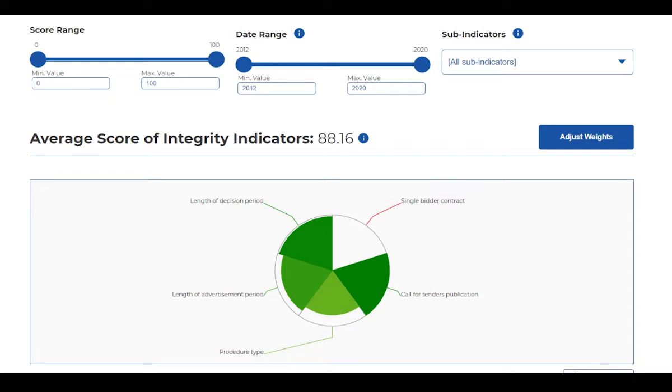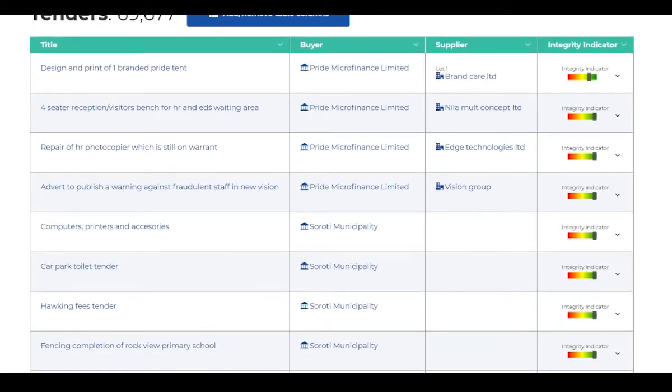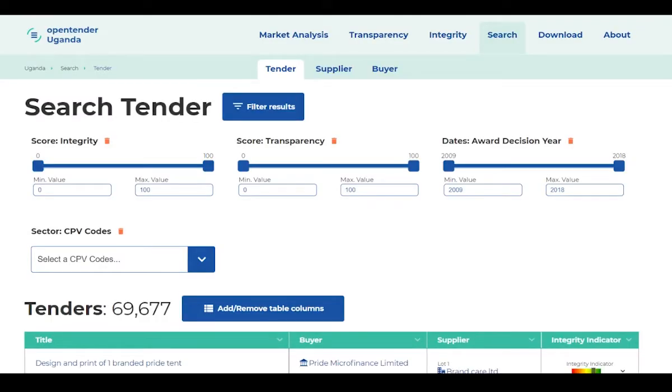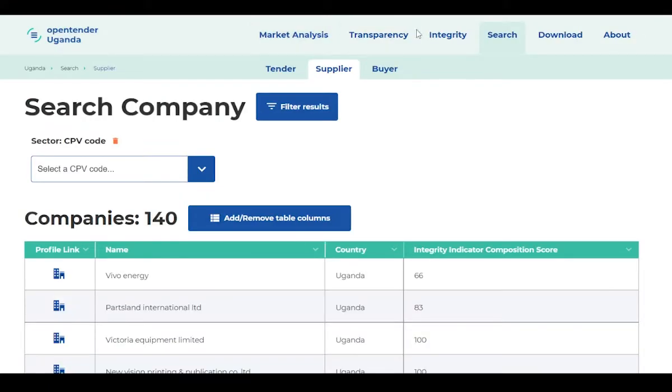In the case of individual tenders, buyers, or suppliers, there could be legitimate reasons for certain red flags appearing. So it's always important to research further rather than jumping to conclusions. Finally, there's also the search function. You can use this to look at subsections of buyers and suppliers, or at companies that are winning in certain sectors.